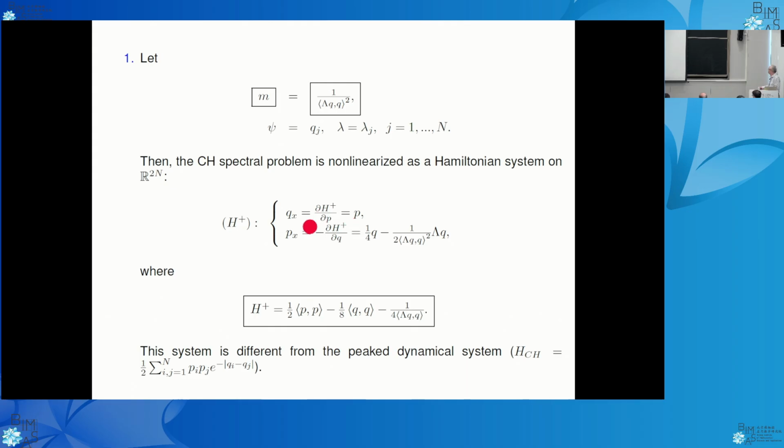Now the question is, is that Hamiltonian? So we give the H plus. This Hamiltonian function is like this. I especially note that this Hamiltonian is different from the peakon dynamical system. The H function for the peakon dynamical system was created by Camassa-Holm in 1993, so our Hamiltonian is different from theirs.